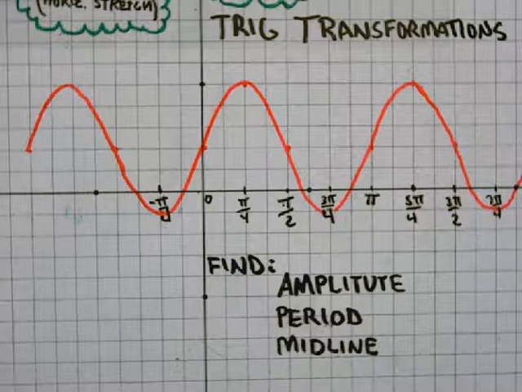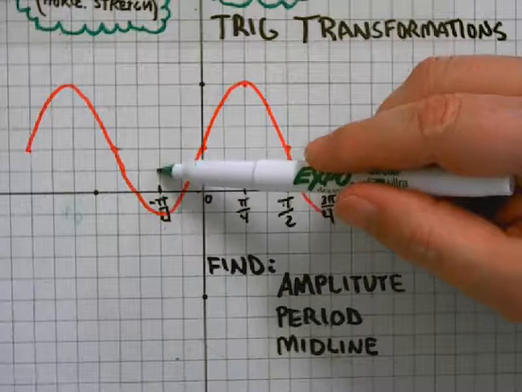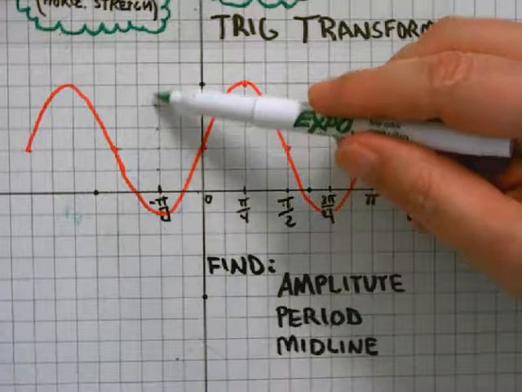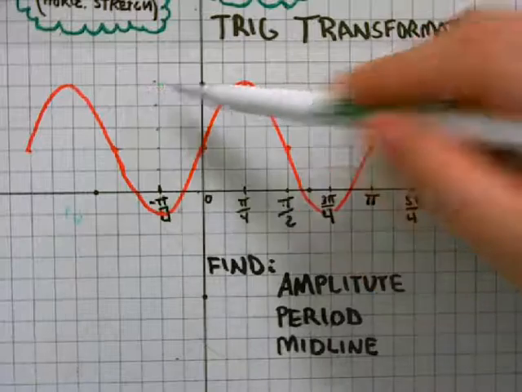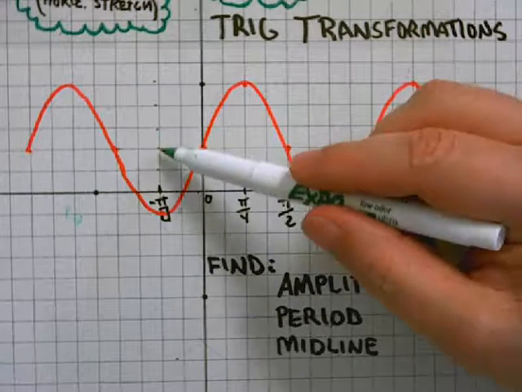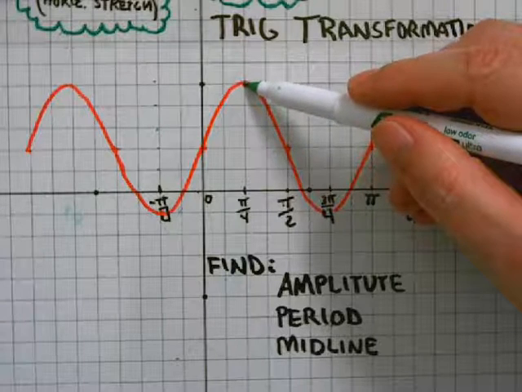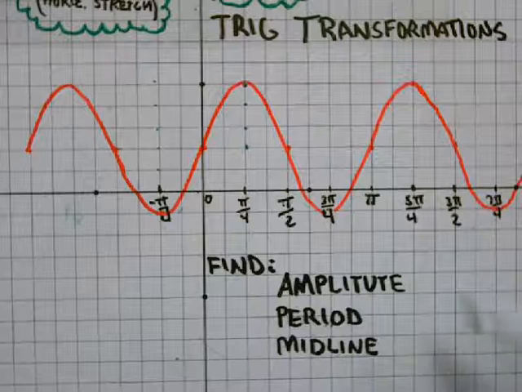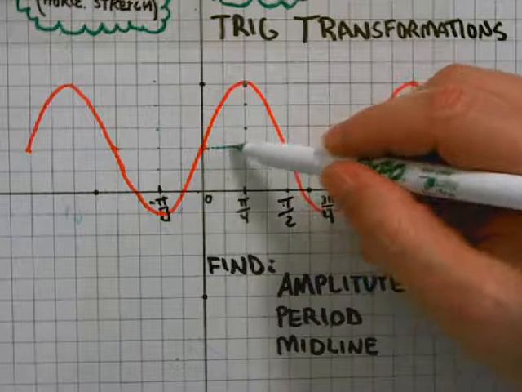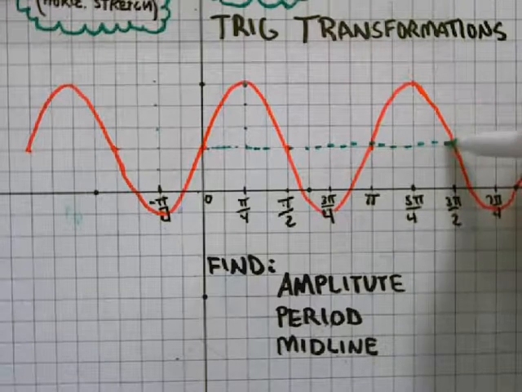There's a couple ways you could do this. For the most part, you could just count 1, 2, 3, 4, 5, 6. So if the whole range of the function is 6, the amplitude would be half the range, which is 3. So I would come down 1, 2, 3. And that would give me my midline, and it looks like my midline is y equals 2. That's one way to do it.